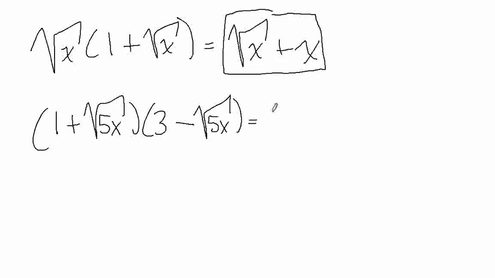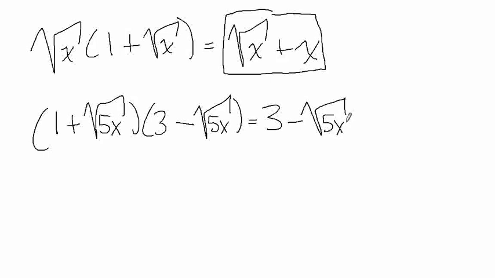So let's see. I can take the 1 of the first binomial and multiply it by the second binomial. So that would give 3 minus the square root of 5x.